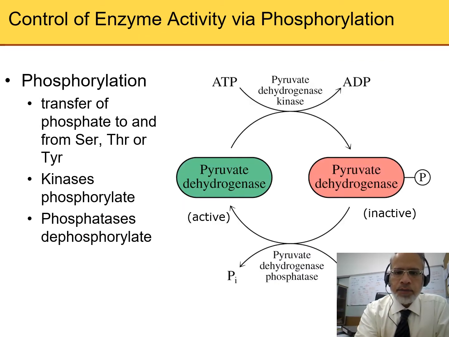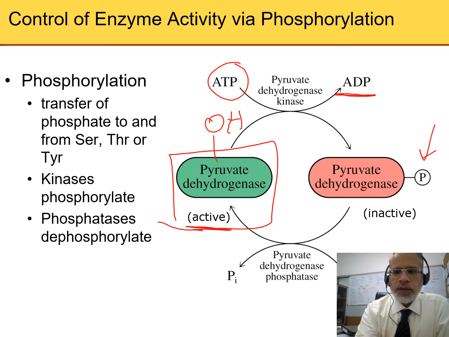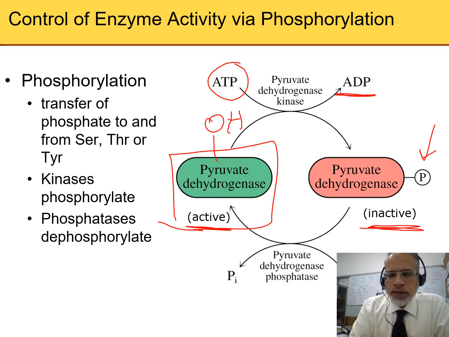You have an enzyme called pyruvate dehydrogenase. This enzyme is active in the unmodified state. So there is an OH here which is not phosphorylated, and ATP comes along. It gives a phosphate to the hydroxy group, it becomes ADP, and then you have this phosphate added here on the protein. Now in this case, they're showing that the enzyme becomes inactive, right? So again, phosphorylation can cause things to become active, or in some cases inactive. So don't always think that phosphorylation causes things to become active.